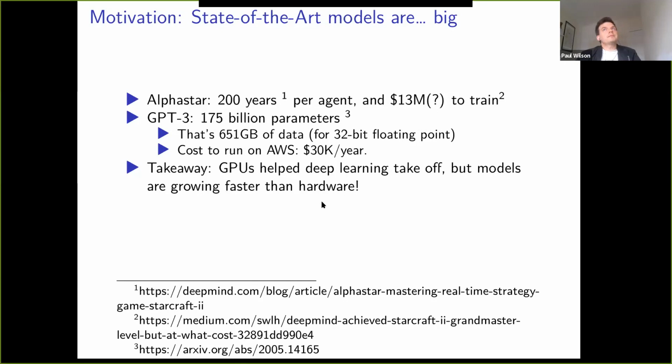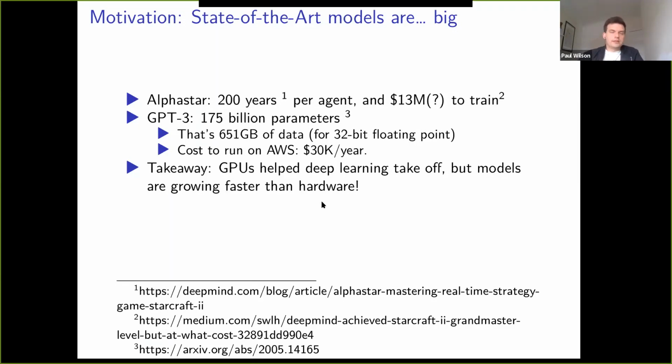I think that the point of this is that this kind of GPU hardware and so on has been taken advantage of by deep learning to get to these impressive feats. But now that we're hitting hardware limits, and the models are growing faster than the hardware, we have to try something else.